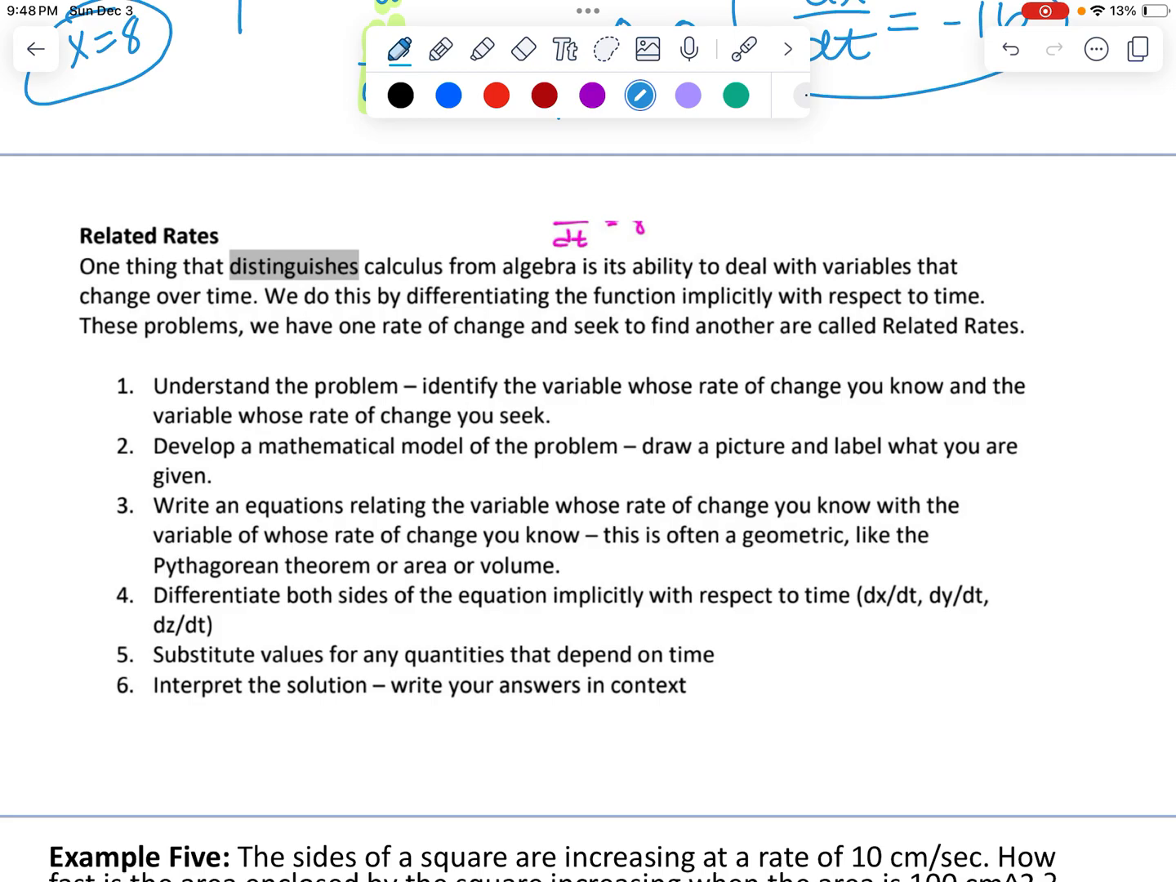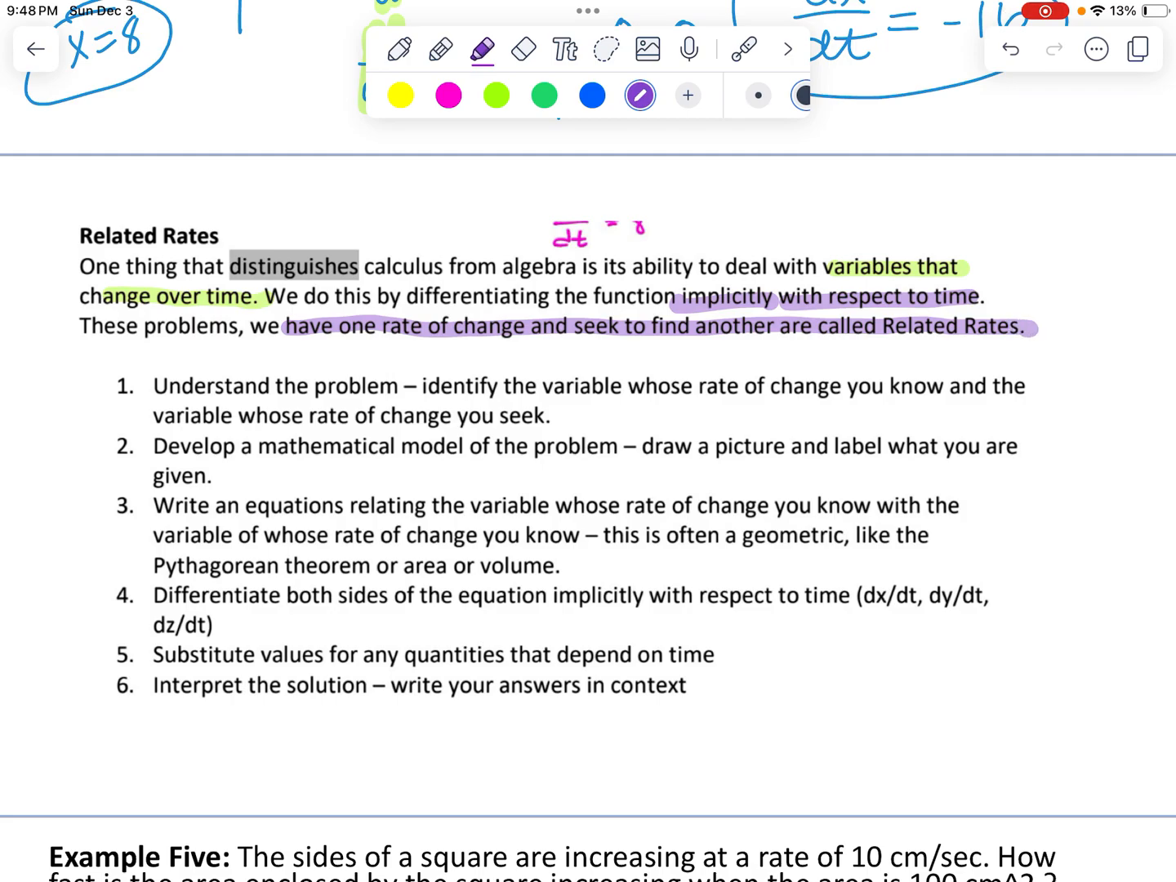One thing that distinguishes calculus from algebra is its ability to deal with variables that change over time. I'm going to highlight that. We do this by differentiating the function implicitly with respect to time. These problems, where we have one rate of change and seek to find another, are called related rates. I'll highlight that.